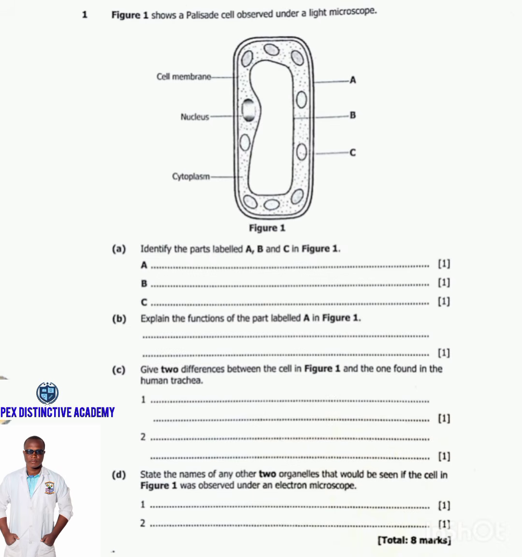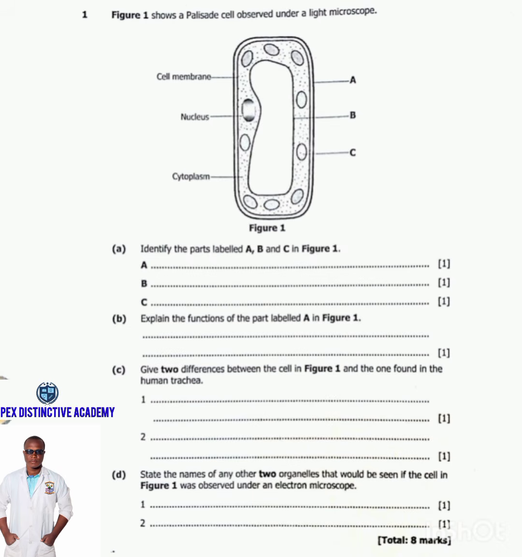Question A, identify the parts labeled A, B, and C in figure 1. So A is the cell wall, B is the vacuole, and C is the chloroplast. So A, cell wall, B, vacuole, and C, chloroplast. Question B, explain the functions of the part labeled A in figure 1.